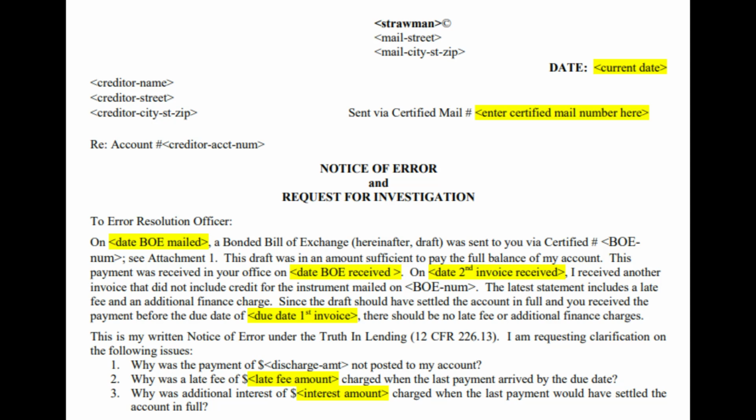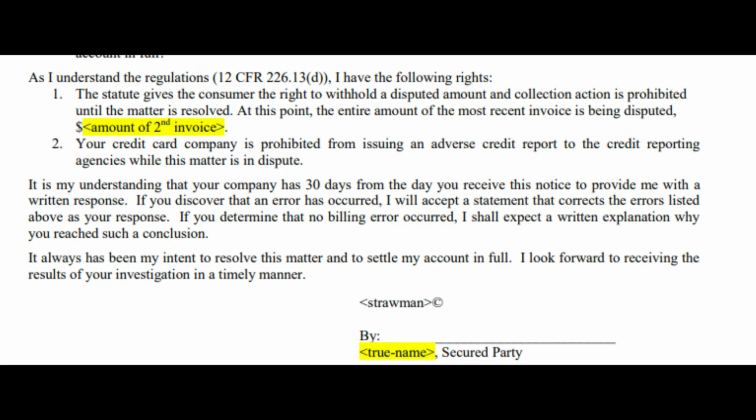But, as I understand the regulations, 12 CFR, I have the following rights. The statute gives the consumer the right to withhold a disputed amount, and collection action is prohibited until the matter is resolved. At this point, the entire amount of the most recent invoice is being disputed, the amount of the second invoice. Your credit card company is prohibited from issuing an adverse credit report to the credit reporting agency while this matter is in dispute. It is my understanding that your company has 30 days from the day you receive this notice to provide me with a written response.